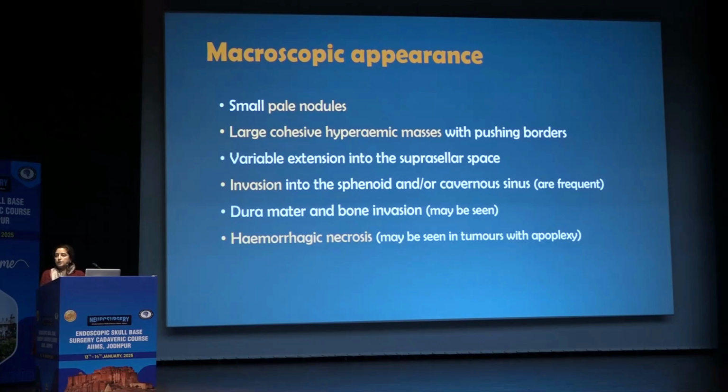As a pathologist, what we get can be small pale nodules, or we can see large cohesive hyperemic masses with pushing borders. There may be variable extension into the suprasellar region. Invasion into the sphenoid and cavernous sinus is frequent. Dura mater and bone invasion may be seen, and in cases of pituitary apoplexy, on gross appearance, we get hemorrhagic necrosis.